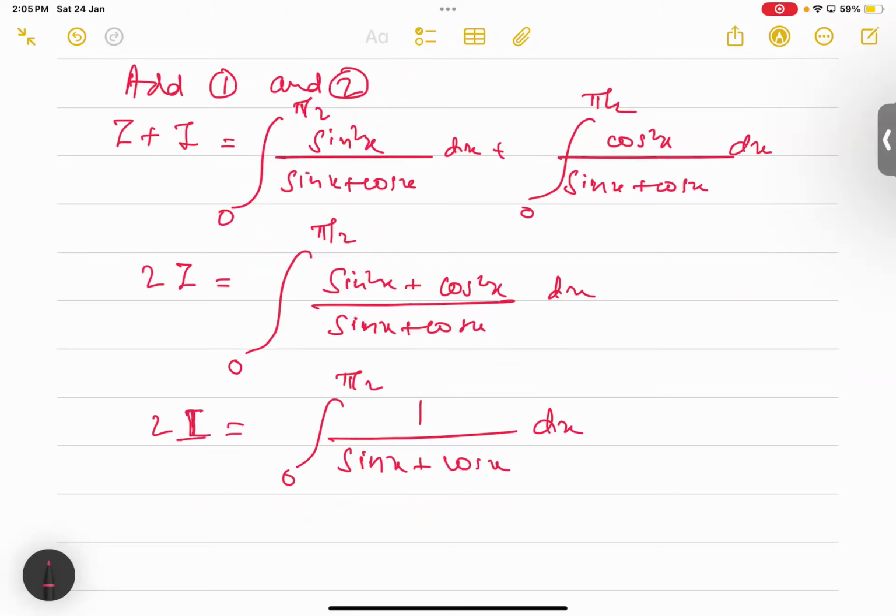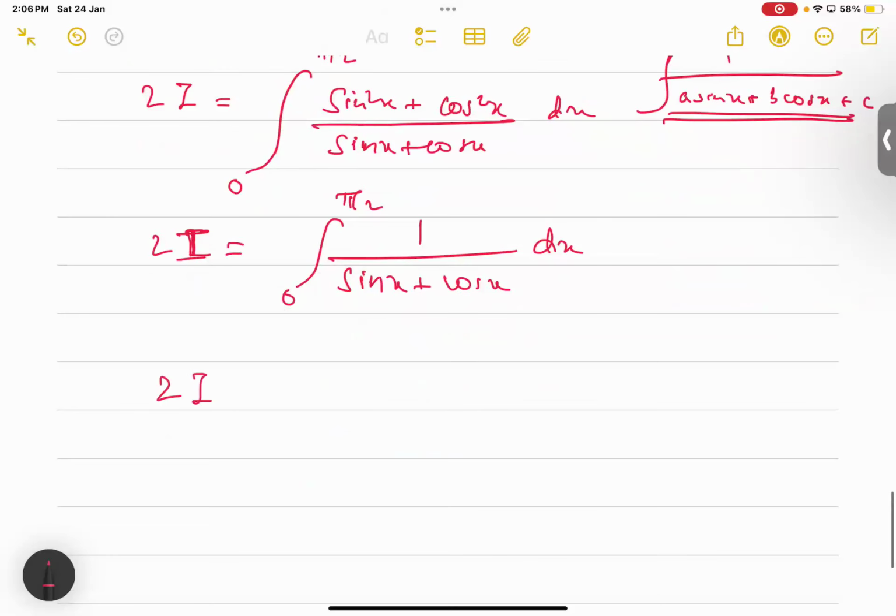So make it into tan x. Put tan x by 2 is equal to t. That method. 1 upon a sin x plus b cos x plus c. Out of these three, any two terms or all three terms, we put tan x by 2 equal to t. Method is 100% right, but I will avoid it because the coefficients are 1. So look at the shortcut. You can do that, put tan x by 2 equal to t. So 2I.